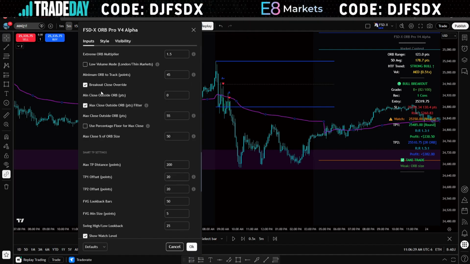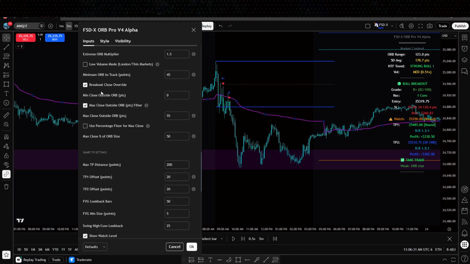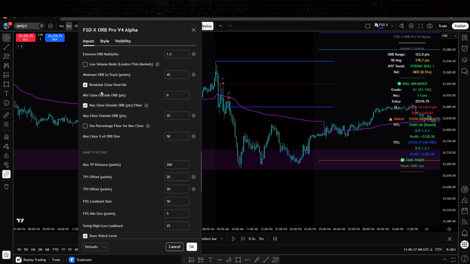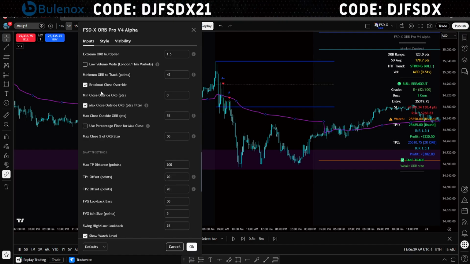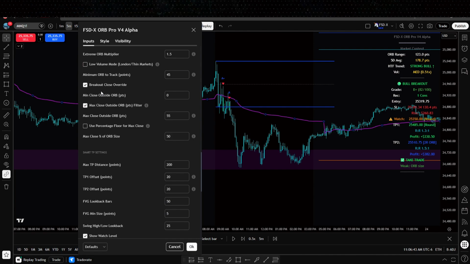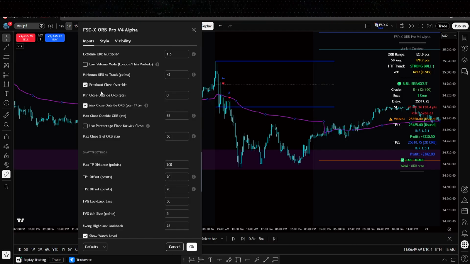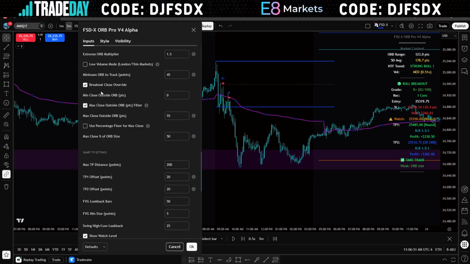Okay, so breakout close override. That is basically how many points a candle needs to be outside the orb to be valid. I have it set to 0. So if it's barely over, like not even a point, it will just ignore it. If you want to set it to 5 points, where it has to be over 5 points, or over 3 points, you can set that to whatever number.